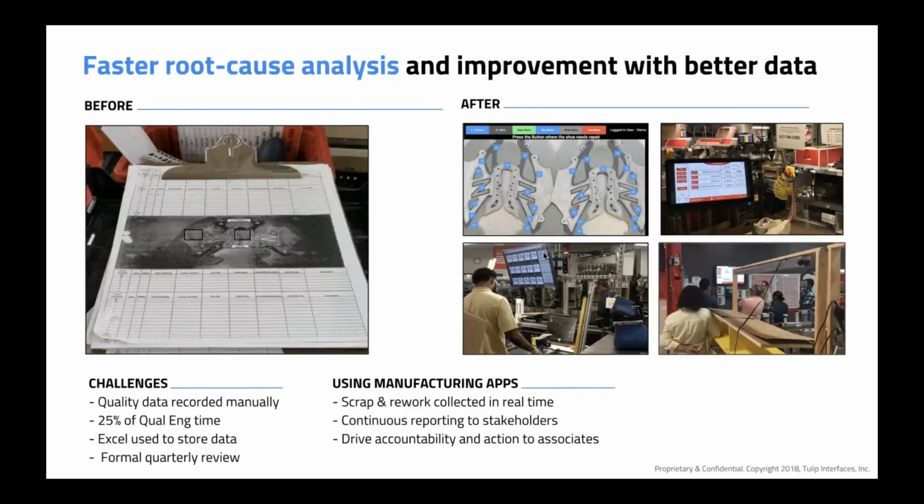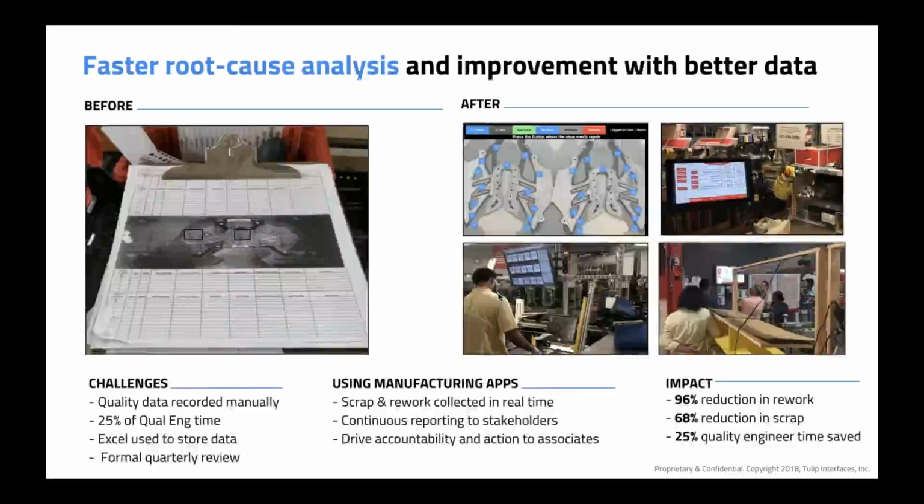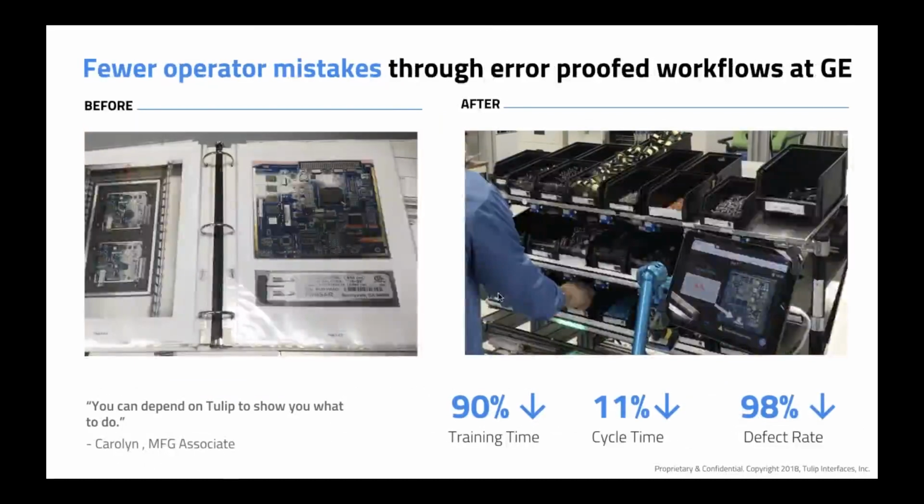So the bottom line in this particular use case was a 96% reduction in rework, 68% reduction in scrap, and the quality engineer's time was saved. A quarter of his time was saved after implementing Tulip. So this is one of the examples where you have faster root cause analysis with this real-time data that you wouldn't otherwise have. Another example is, this is from GE.